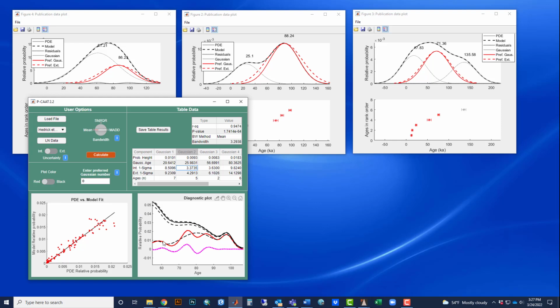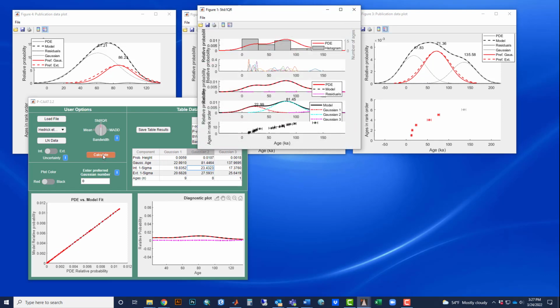But even the best it got was skipping some of these major peaks in here, and you see all the residuals were deviating all over the place. So that failed. Let's move on to standard deviation. Okay, that solved very quickly.